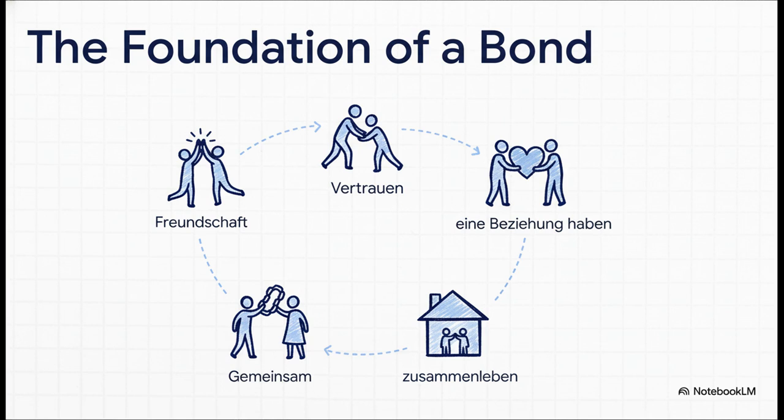So you've got this powerful feeling, but what's it actually made of? What holds it all together? Well, a strong bond is built on die Freundschaft, friendship. It absolutely needs Vertrauen, which is trust. You spend time and do things gemeinsam, together. And when you have all that, you can say, you eine Beziehung haben. And maybe you'll even decide to zusammenleben, to live together.